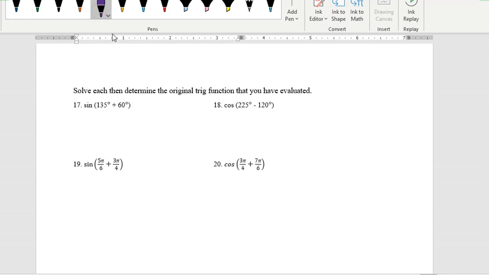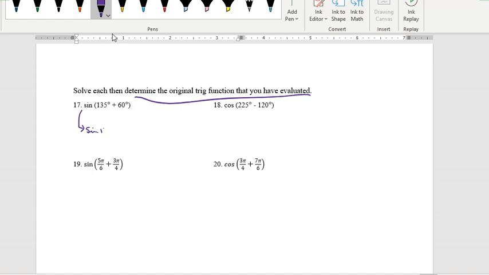This is one that somebody asked about in fourth period. I wish somebody had asked in second period. But solve each, then determine the original function that you would have evaluated. I didn't know another way. I made up these problems, okay? So I could not think of another way to write this. So when you go to work this problem, solve, okay?